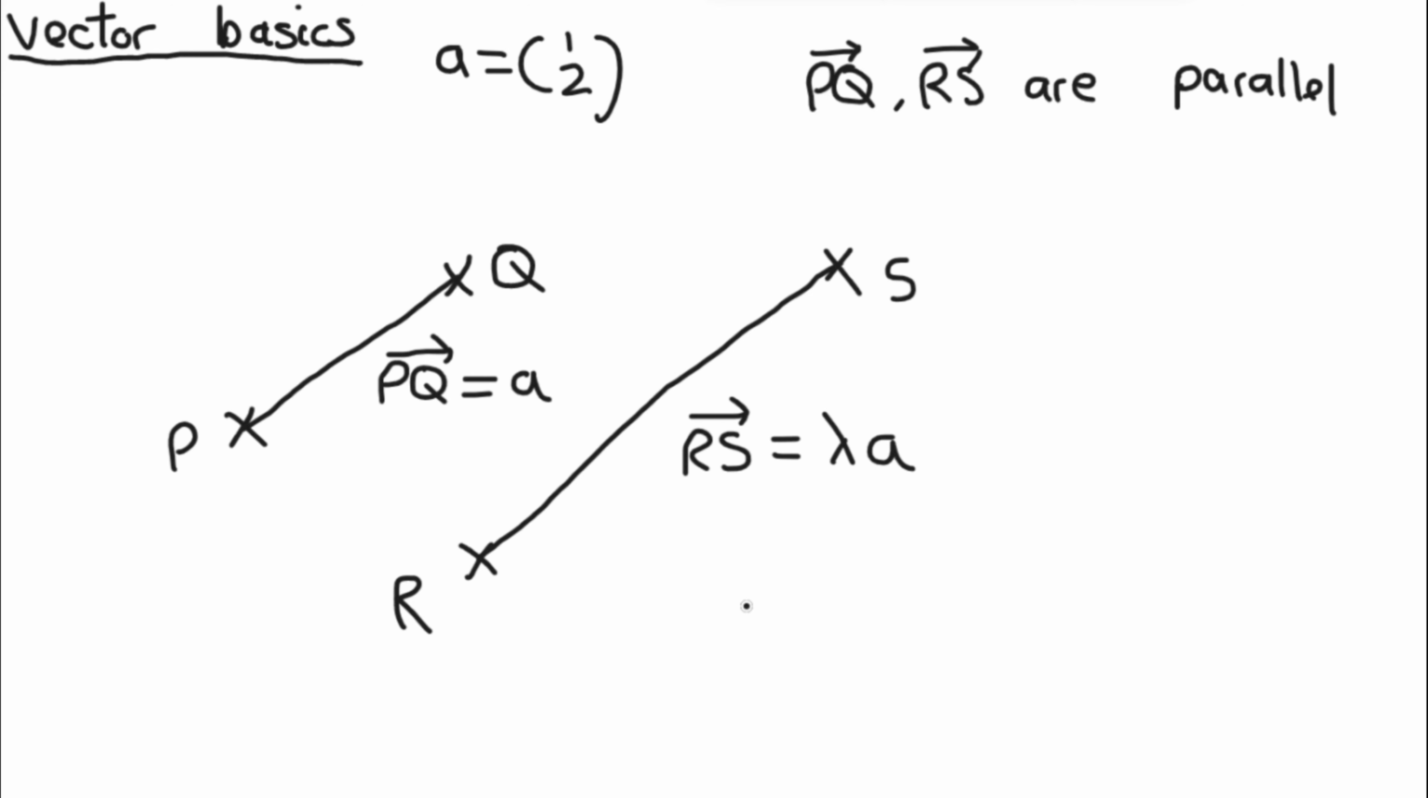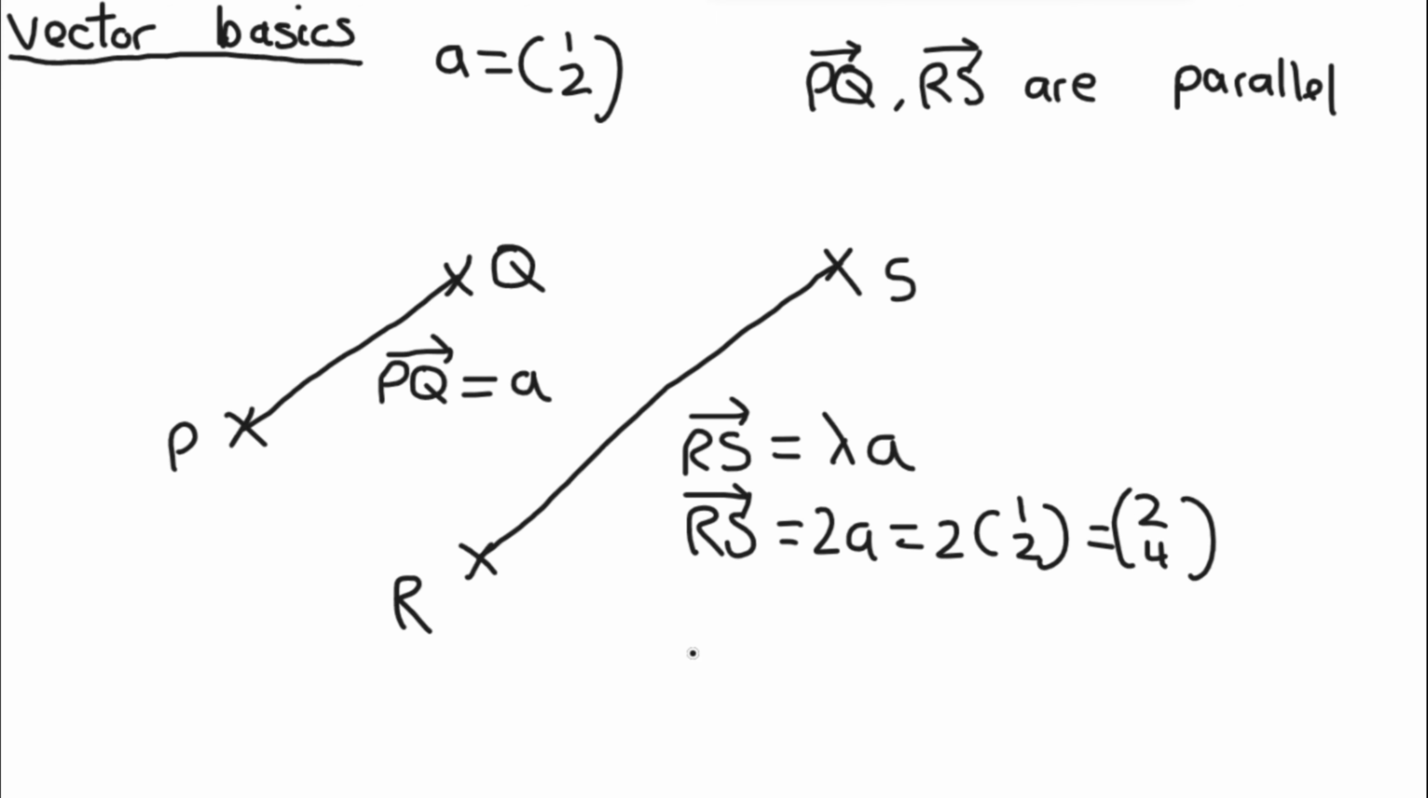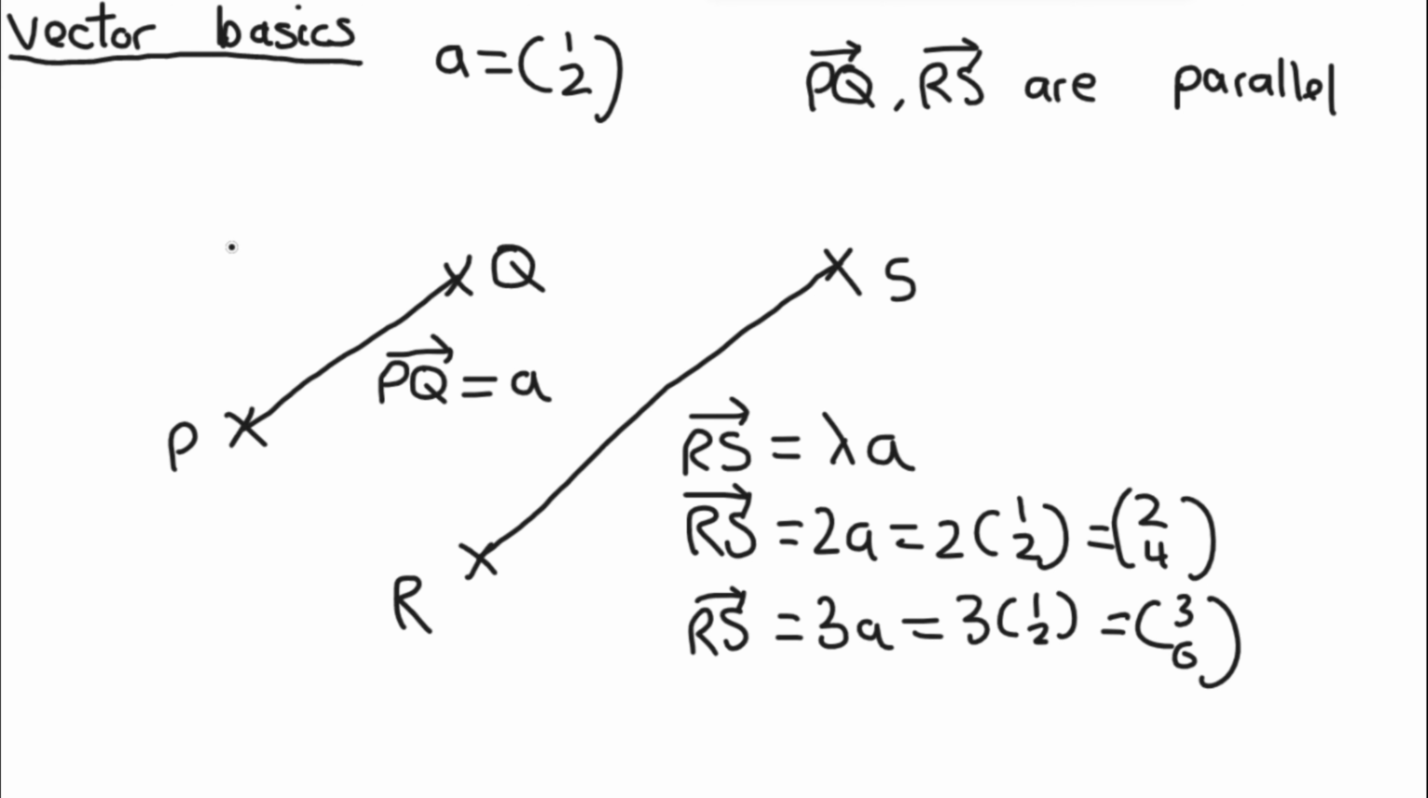So for example, lambda is dependent on the size of the vector. Let's say that RS is 2 times as big as PQ. That means that lambda is going to be equal to 2. So it's going to be 2A, which means 2 times this: 1, 2, which is obviously going to be equal to 2, 4. If it was 3 times as big, then RS would be equal to 3A, which would then be equal to 3, 1, 2, which would then just be equal to 3, 6.